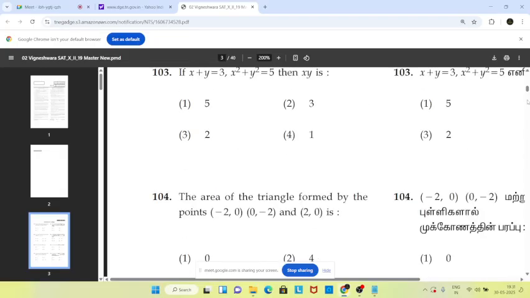Okay. 103rd question. Can anybody read this? All easy questions, but 10th standard level only, this one.